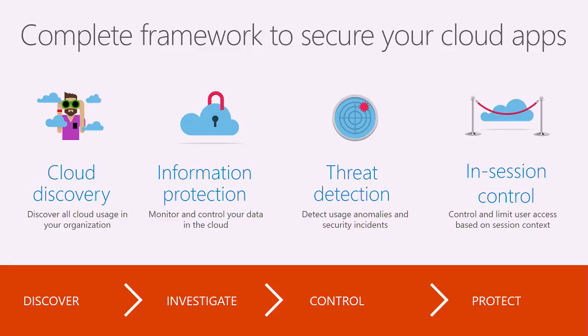We do a scan of that, and we're able to detect the applications that are being used at that time. Then we can monitor and control that data in the cloud. So the next thing we do is we go in and we look at information protection, and then we look at threat detection. How can we control this through policies to say if this user downloads this particular document to Box, we want to quarantine them or we want to block them from doing that.